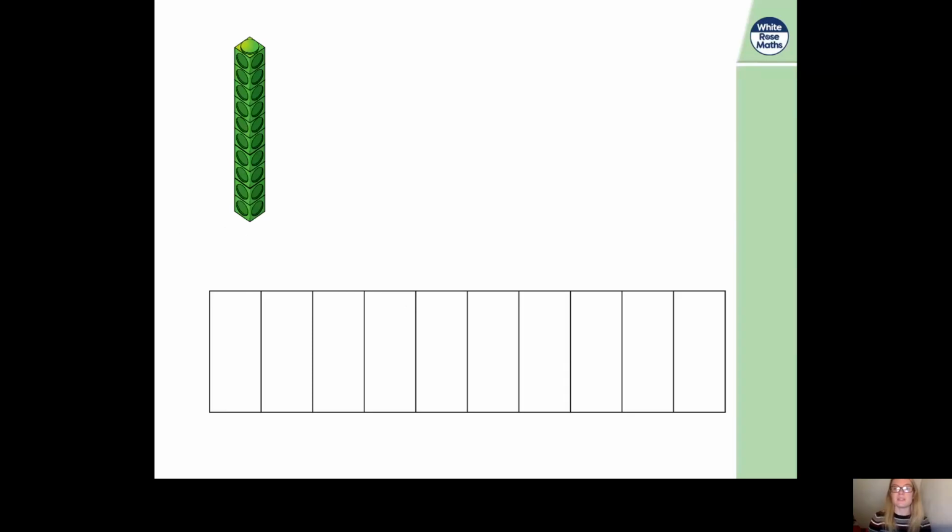Now, there is a link, a relationship between multiplication and division. Shall we find out how we know this? Well, what multiplication number sentence could we write for this tower of cubes? Well, there is 1 group, isn't there? And how many cubes are in the group?